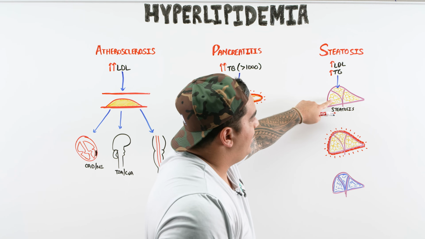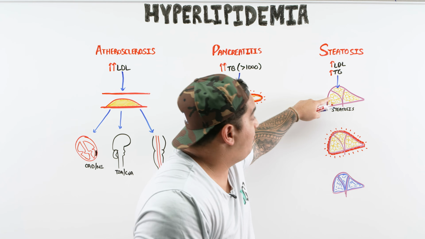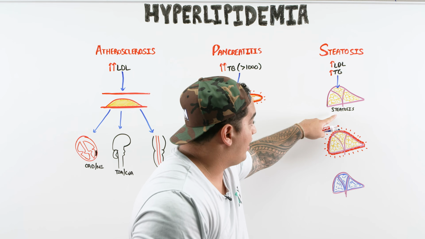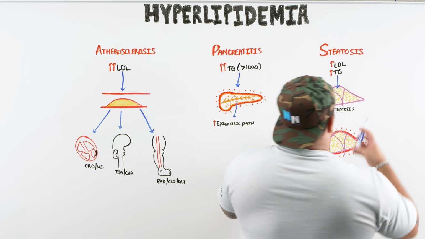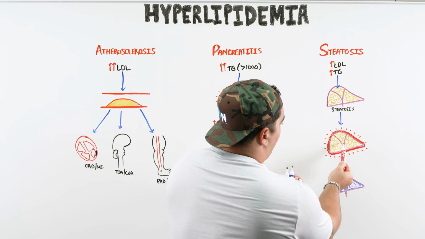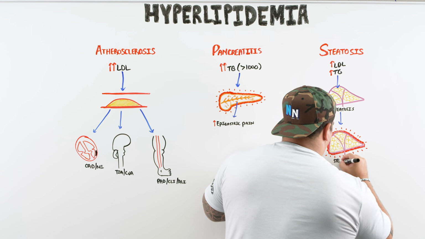What happens is this steatosis can activate inflammatory cells. These inflammatory cells will then come in and trigger inflammation of the steatotic liver. When you inflame a liver, now it's fat-laden and inflamed. This is called steatohepatitis.